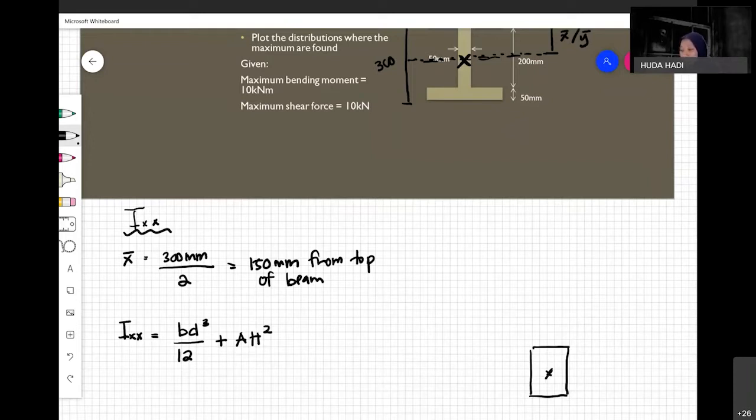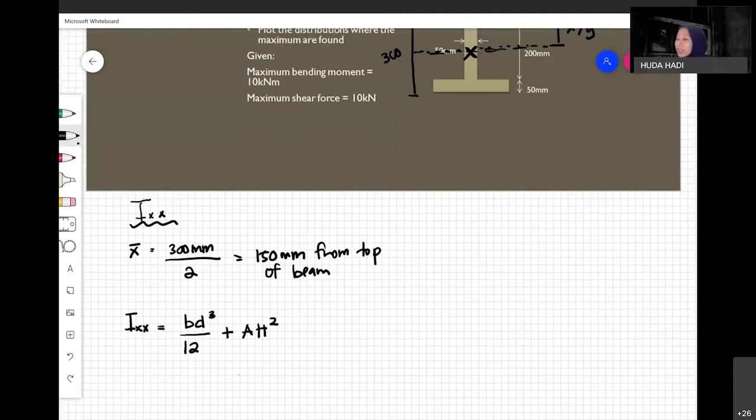Okay, kenapa? Sebab H tu you tahu apa kan? Distance from the centroid of the area that you calculate to the centroid of the whole cross section. So centroid of the whole cross section kat sini. Area yang you calculate memang rectangle ni. Ada satu je rectangle. So memang kat situ. So H kosong. So that's why dia jadi BD cube over 12. Sebab kalau H kosong, A darab kosong kuasa 2 tetap kosong kan? Kosong. So kita cancel. That's why I tak letak.